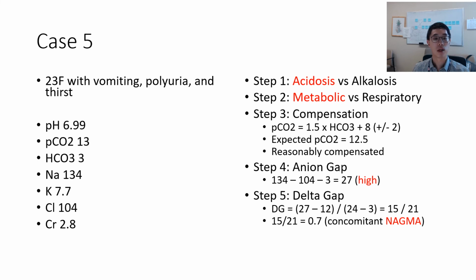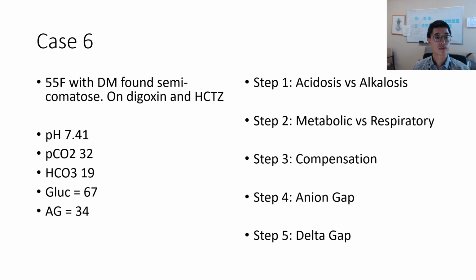So in this case, our diagnosis is actually a high anion gap metabolic acidosis, as well as a non-anion gap metabolic acidosis. So pause here. This is a little bit more complicated, so before we move on, if you have any questions, and if you're ready, we can move on to the last case.